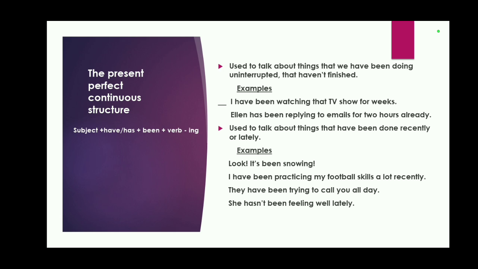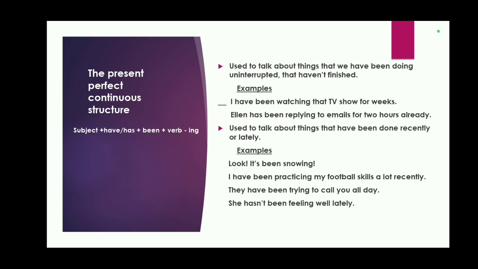Now we use the present perfect continuous to talk about something that started in the past and continues to the present, and that might sound very similar to the present perfect, but there are a few key differences. One big difference is the structure. We use the structure subject plus have, has plus been plus verb ing.